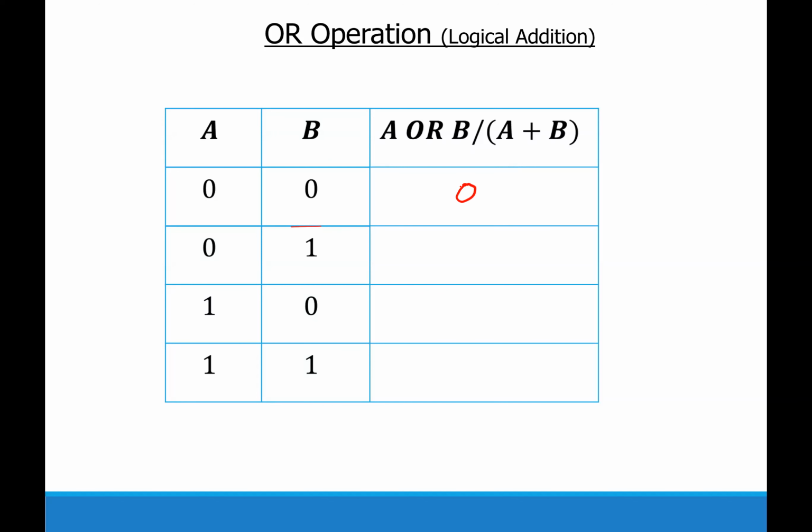If we take the addition of those two inputs, we will get 0. And the next case, now A is equal to 0 and B is equal to 1. If we take the addition, now the output is equal to 1. And the next two inputs, 1 and 0.